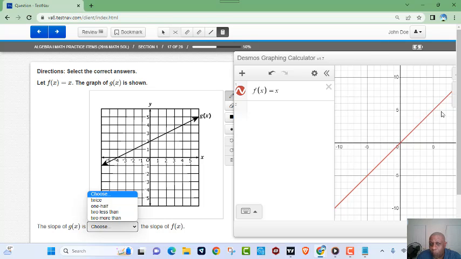So this is a slope of 1. Let's just check what the slope is here. So from the 2, we can go rise 1, and then 1, 2. So 1, 1, 2. So 1 over 2, 1/2. So this is 1. This is 1/2. So let's look at our options here. So the slope of g of x is 1/2 the slope of f of x.